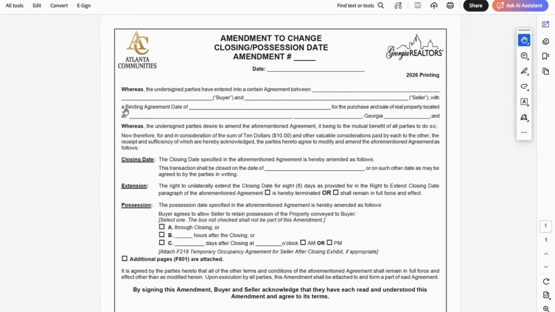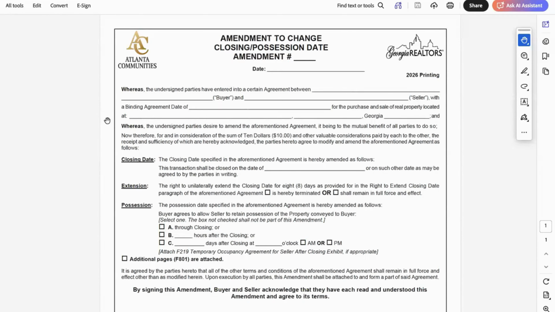Binding agreement date. This refers to the date the contract became binding. This date is when both parties signed and everyone was notified of acceptance. The property's address. This identifies a specific property under contract.